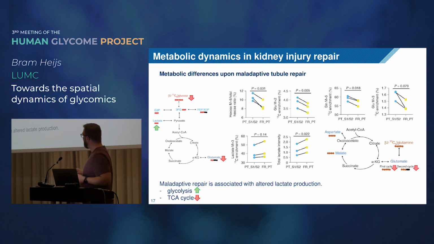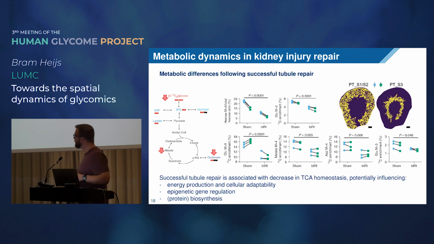So we were able to conclude that maladaptive repair is associated with altered lactate production, so increased glycolysis, decreased TCA cycle. And we were very happy that we were able to show this, because this already was published before, based on spatial transcriptomics data in a similar mouse model, similar study.